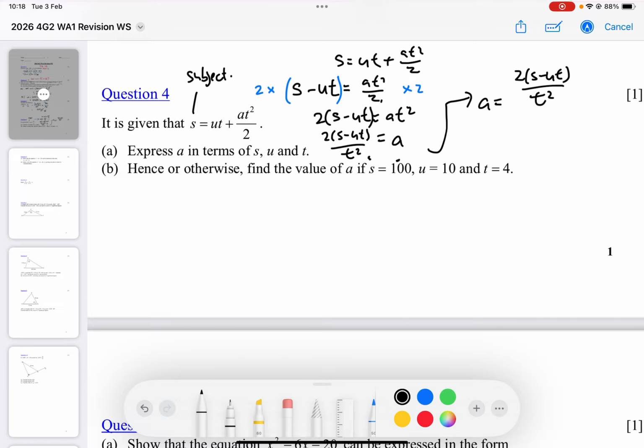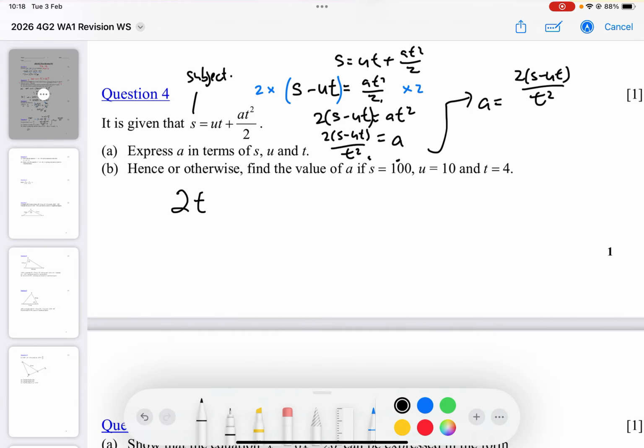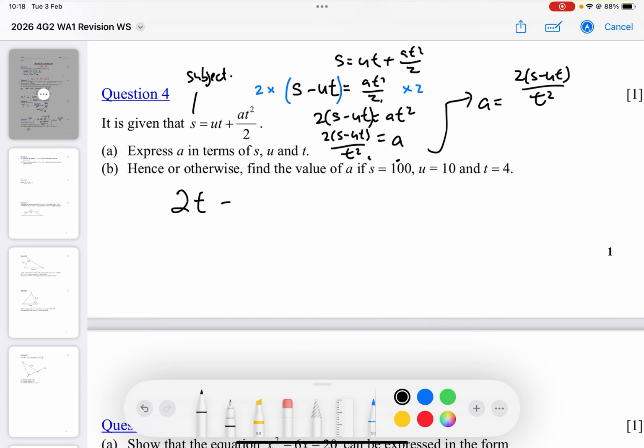t the subject. Then I start with 2t minus 3a equals to 5b minus tc over 2. Okay, I want to make t the subject.